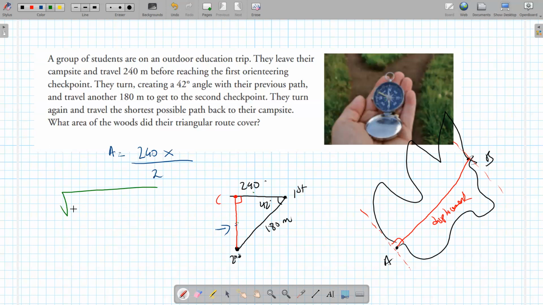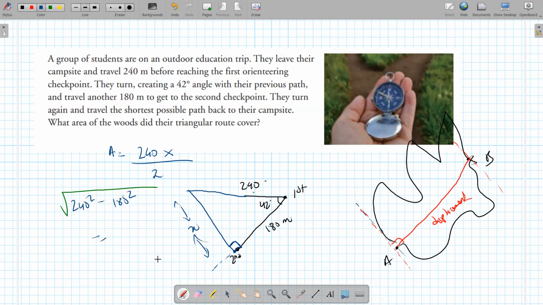There's something wrong with this diagram. What's wrong with this diagram? 240 is not the longest side of this diagram. This should have looked like this. That's my bad. Shortest distance means perpendicular to your initial path, perpendicular to this path. So yeah, now it's better. Again, nothing changes, so we're still looking for this. We can use Pythagorean theorem, so it'll be 240 squared minus 180 squared.